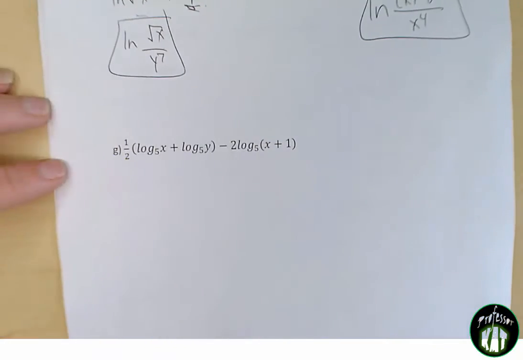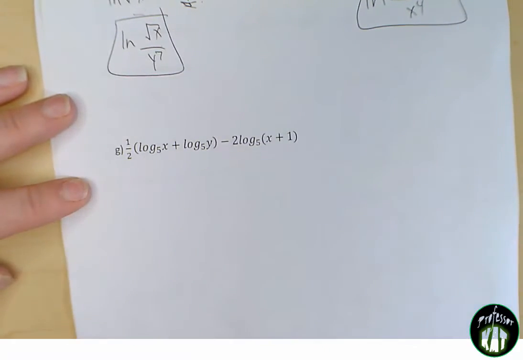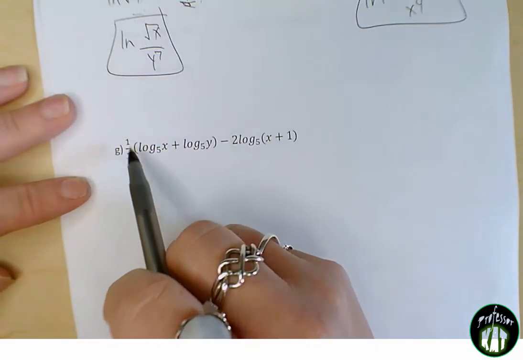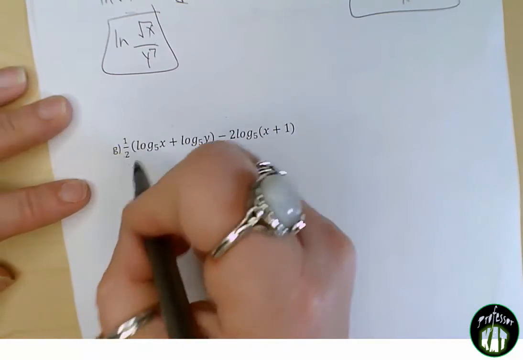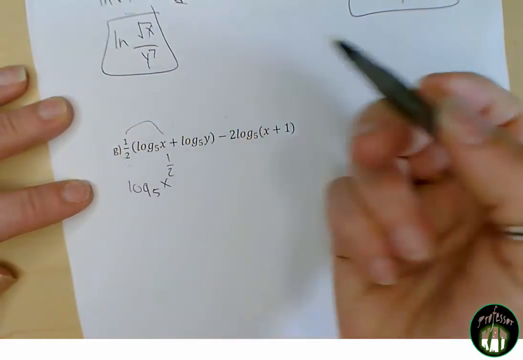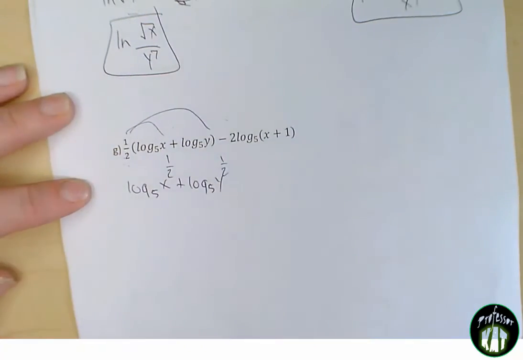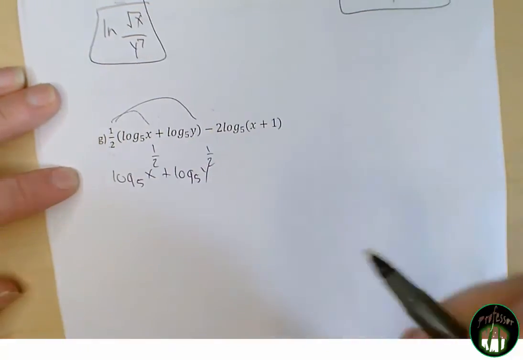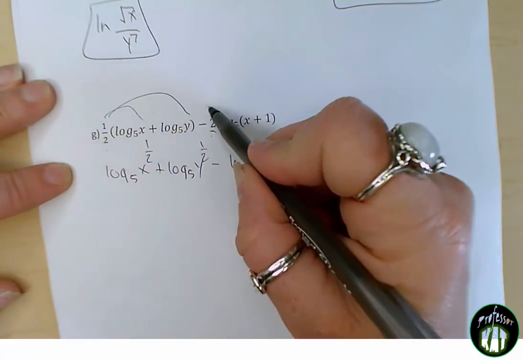Last example here. So let's go ahead and condense this down. So one of the first things I see here is I do have this 1/2 in front. Keep in mind that that 1/2 is a coefficient. It is going to become a power. And because this 1/2 is in front of these parentheses, that means the log base 5 of x is going to have that power of a 1/2. But that also means this log base 5 of y is also going to have a power of a 1/2 because this 1/2 needs to be distributed to everything inside the parentheses.